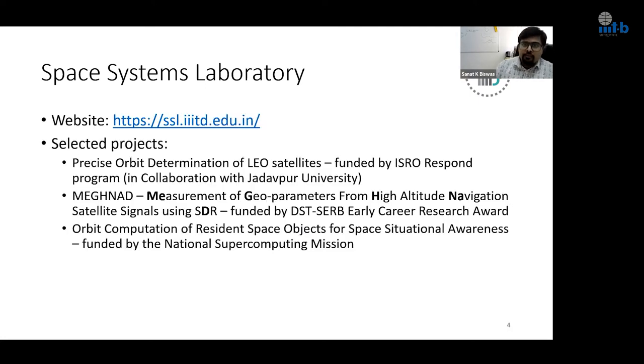This is our website, ssl.iiit.edu.in. Some of the funded research projects that we are working on are precise orbit determination of low Earth orbit satellites, funded by ESA's fund program, and measurement of geoparameters for high altitude navigation satellite signals using SDR, funded by the Department of Science and Technology. We are also working on a project funded by the National Supercomputing Mission on orbit computation of resident space objects for space situational awareness. That is mainly to predict the collision probability with space debris and active satellites. So that's what we do.